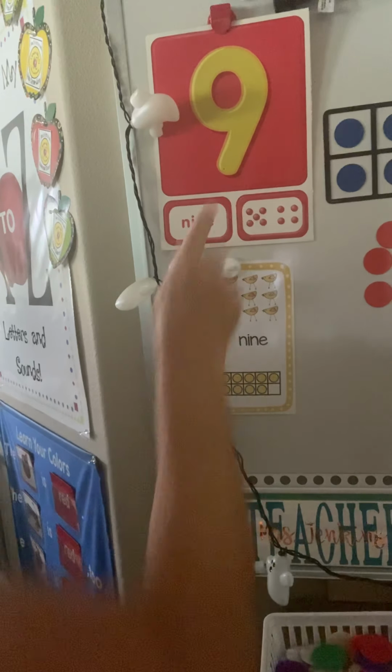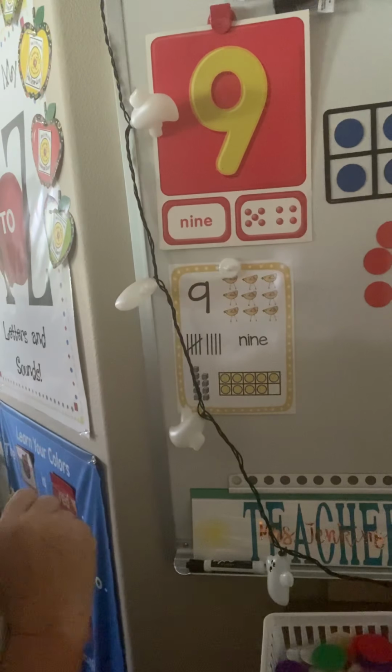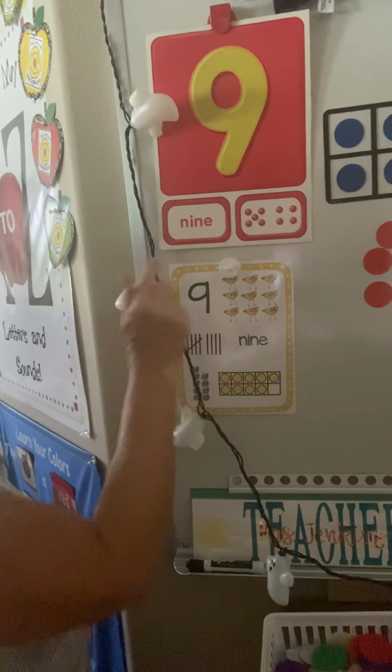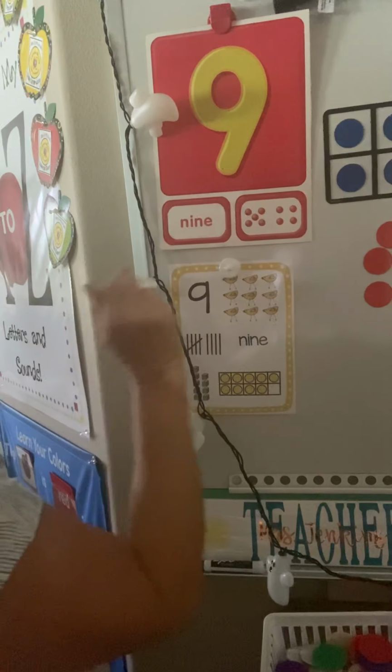Let's do the poem. Circle on the top, add a straight line. This is known as number 9. This is how we spell 9, N-I-N-E.